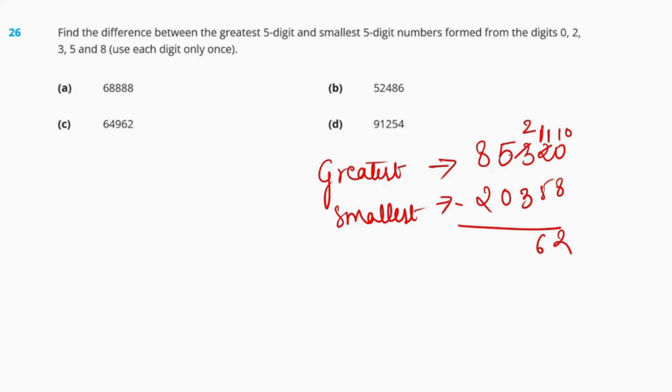Then this has become 2. So again, we have to take a borrow from here. So this will become 12. 12 minus 3 is what? 12 minus 3 is 9. Then this was already made 4, so we will take down the 4 here. And now finally this is 8 minus 2, which is 6, right? So our answer will be 64,962, which is option C.